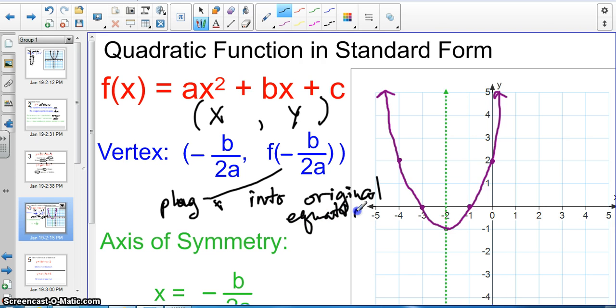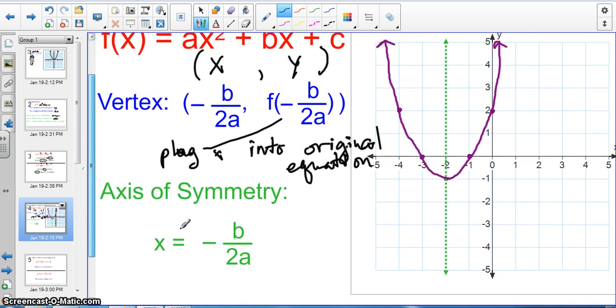The x of our vertex is also known as our axis of symmetry. If you look over here, the green line, axis of symmetry, that's where it cuts our parabola directly in half. So the x of your vertex and your axis of symmetry will be the exact same number every single time.